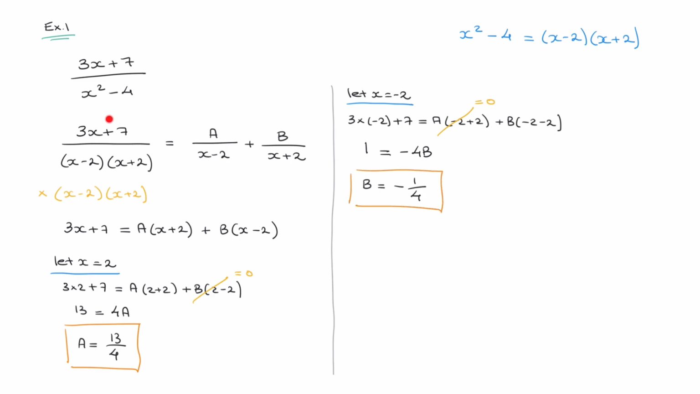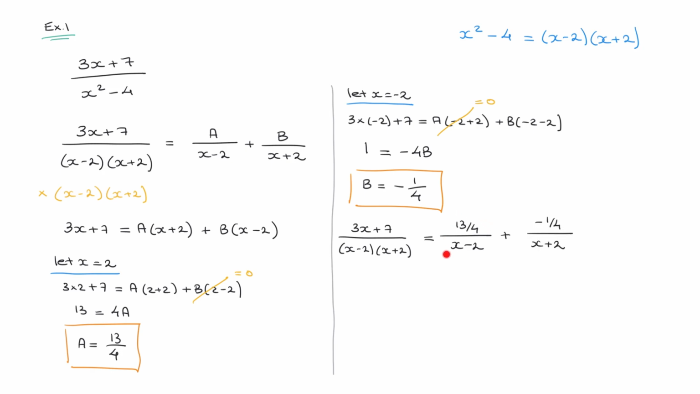So finally, going back to the result that we had written up here, we can now state that (3x plus 7) over (x minus 2) times (x plus 2) is equal to, so we had a over x minus 2, which becomes 13/4 over x minus 2. Let me quickly write that. That's 13/4 over x minus 2 plus b over x plus 2, so that's -1/4 over x plus 2.